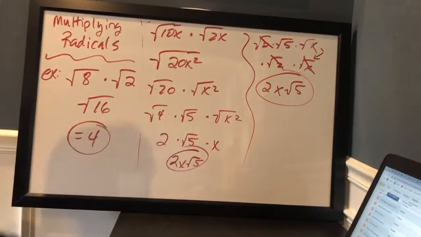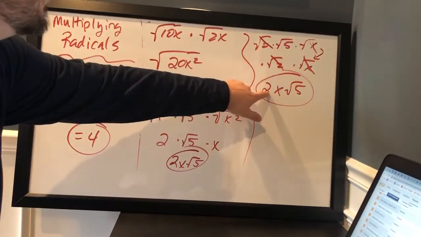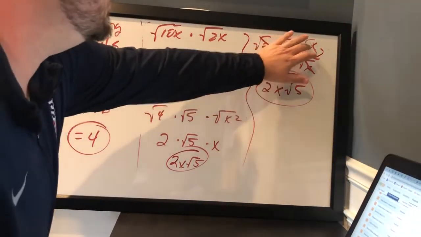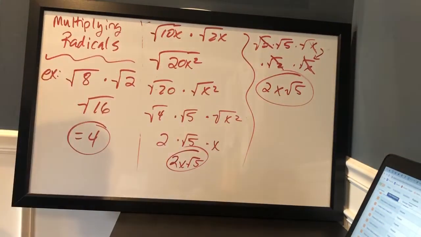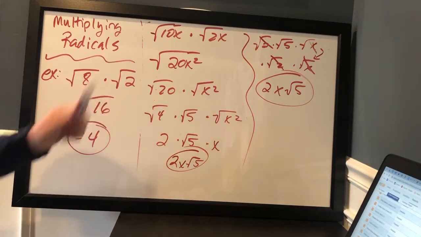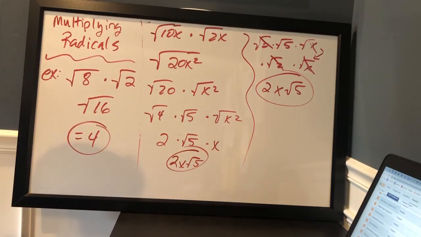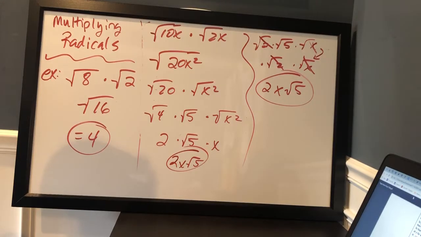Because this would be square root of 4, which we know the square root of 4 is 2. This would be the square root of x squared, which we know is x. All right, so when it comes to multiplying radicals, you're just taking those two numbers and multiplying them by each other. And then apply exponent rules and work backwards once you get to the point where you have to find the factors.